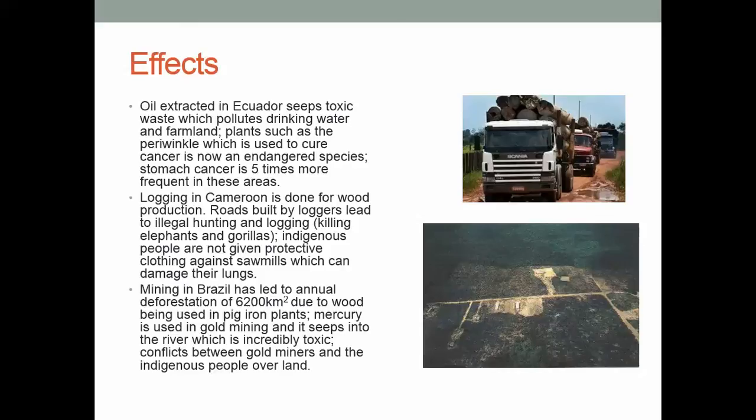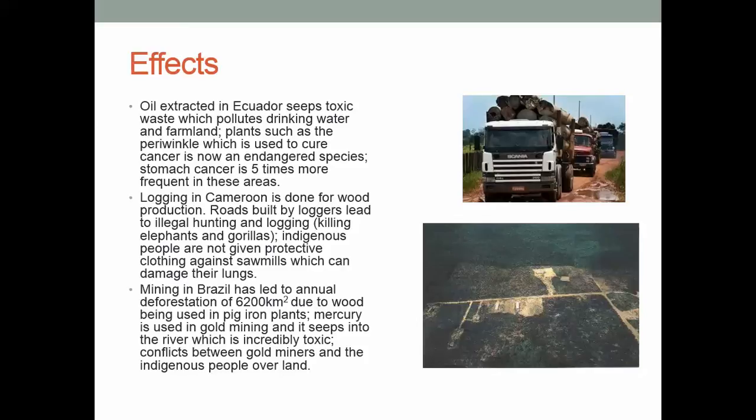This causes a couple of problems. First off, it kills off certain pieces of biodiversity, such as the periwinkle, which is a plant which is used to help with the cure for cancer and is now endangered. And secondly, because it gets into the water table, people are drinking it, and it's actually increased stomach cancer in the area by 5 times, and that's a direct effect on the local people.